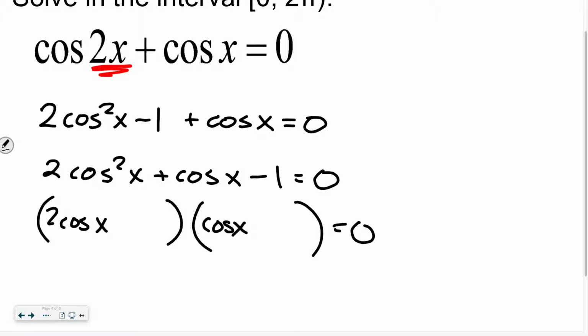And I know that my first terms in the sets of parentheses have to be 2 cosine x and cosine x. My last term has to be 1 and 1. And then I will need opposite signs, but a positive cosine x. So that means the 2 cosine x, when I multiply, has to be positive, and the 1 cosine x needs to be negative.